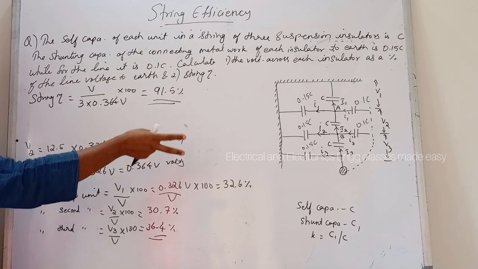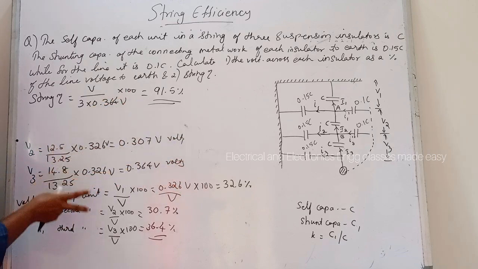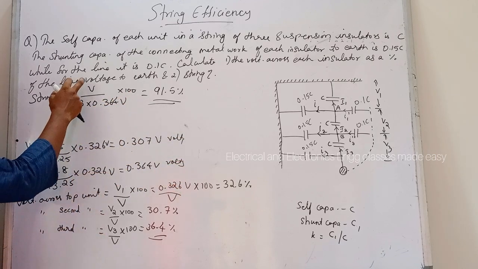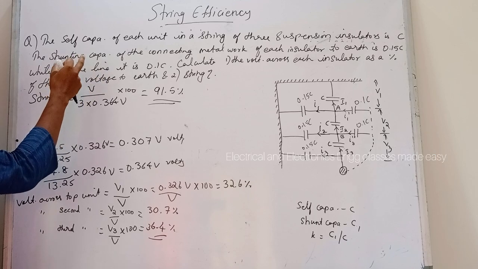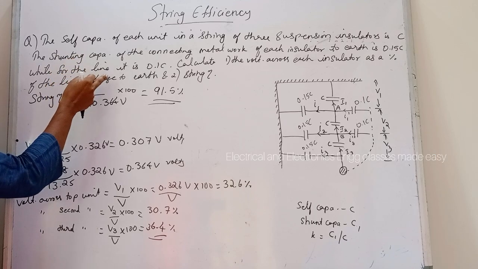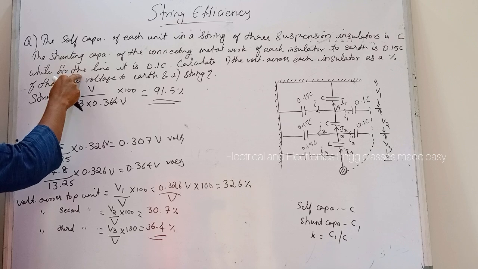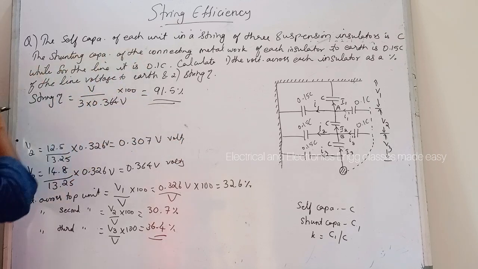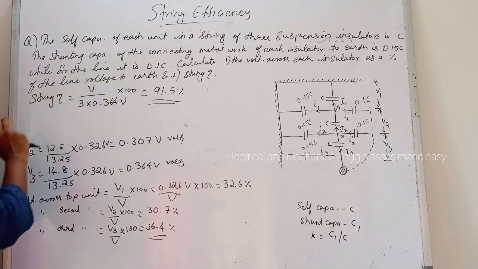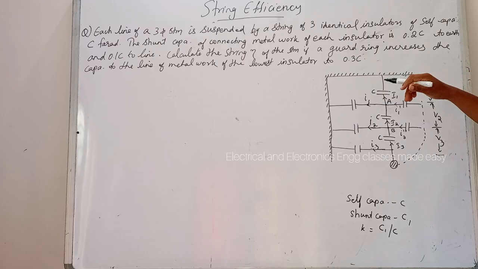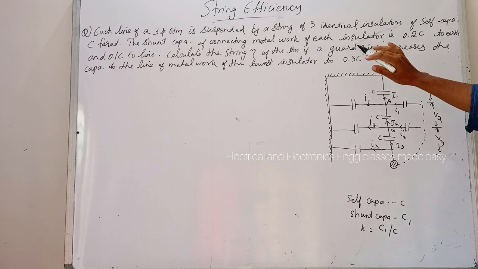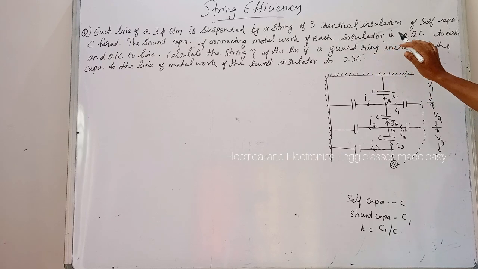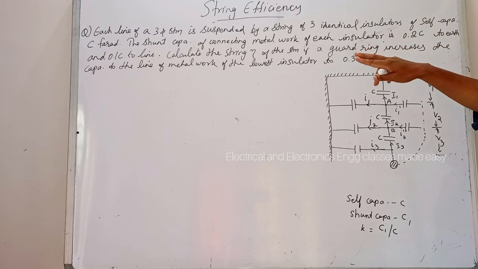So in the case of guarding, we have to do problems like this. That is, here it is given the shunt capacitance for the line. That is, shunt capacitance between the line and metal work is given. So that means there is guarding. Let us do another problem. Each line of a three-phase system is suspended by a string of three identical insulators of self-capacitance C farad.